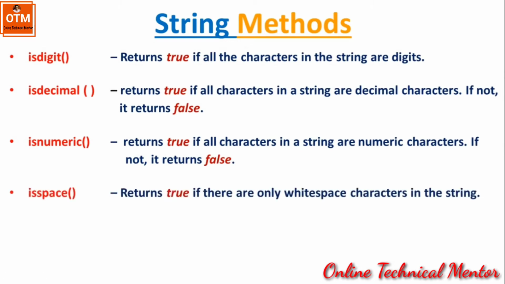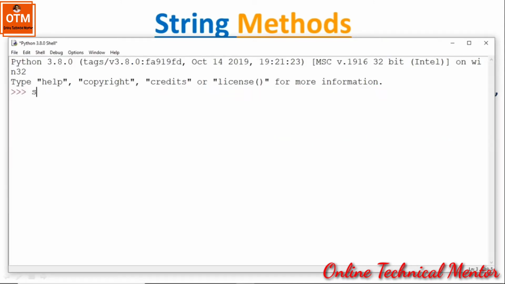Now the next function is isspace. It returns True if there are only whitespace characters in the string. Suppose a string is initialized with a space character. There may be more than one character also. Now if I write s.isspace, it will return True. Now if I initialize the string s with abcd space efgh, look what happened. If I write s.isspace, it will return False. The isspace function returns True when the string contains only spaces.